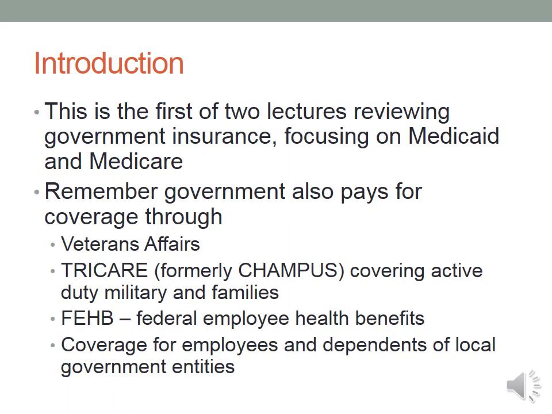But just as a digression, remember government also pays for coverage in a lot of other ways. They pay through Veterans Affairs for veterans of foreign wars who have returned home. They pay for active duty military and families through TRICARE. You may have heard Champus, that was the former plan. They pay through FEHB, the Federal Employee Health Benefits, for anybody who's actually employed by the federal government.